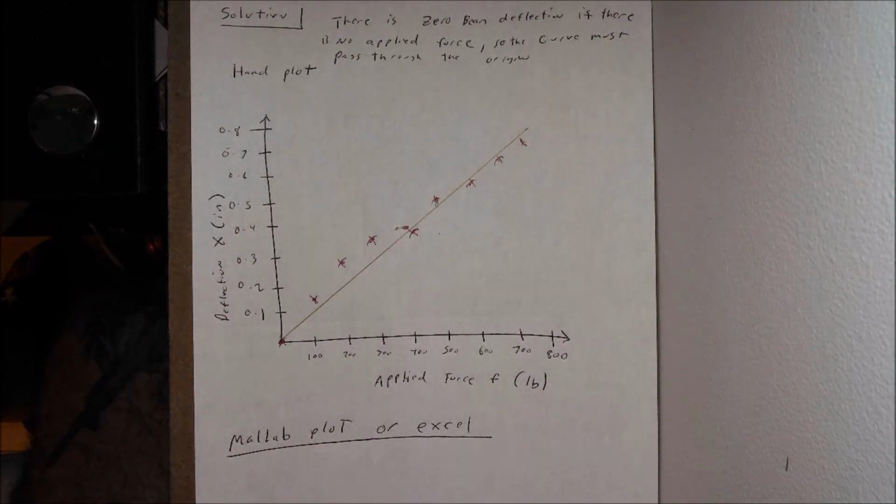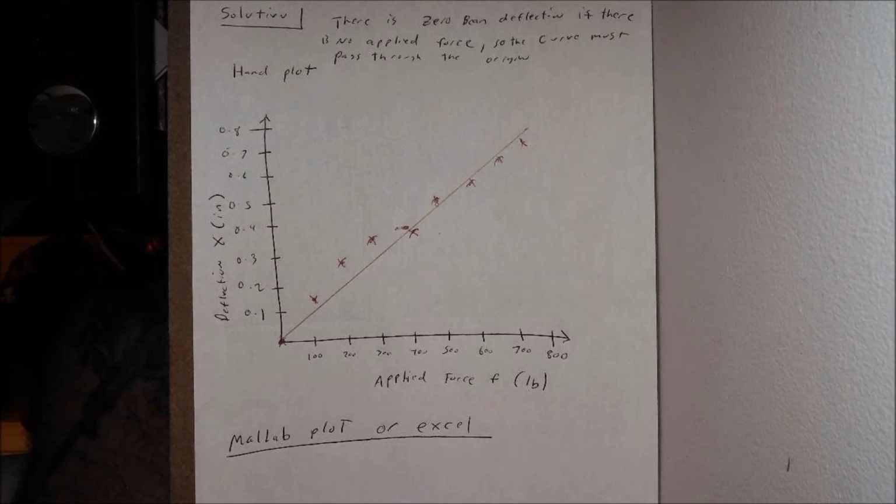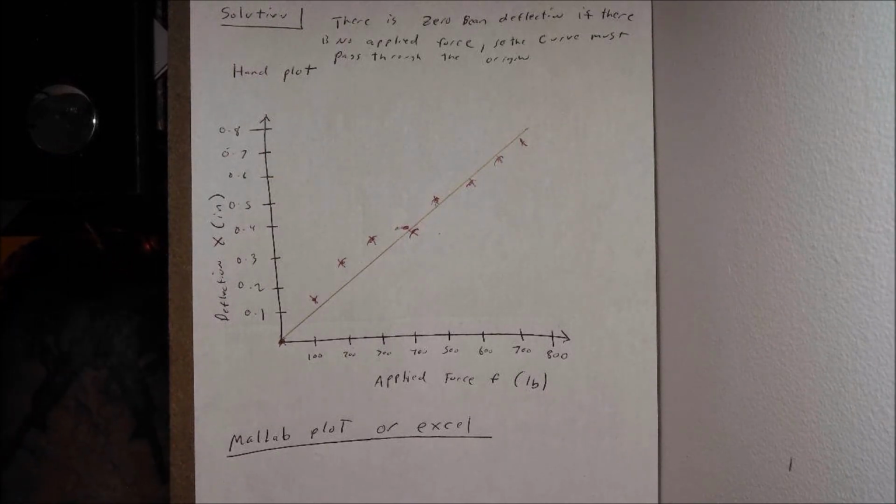So again, this is rather subjective due to the fact that this is all done by hand. A numerical plot is going to be a lot more accurate. If we're using something like MATLAB or Excel, that's going to be a lot more accurate for getting our straight line linear approximation, our slope of the line, or anything else that we may need from that. We can back the data out a lot easier and a lot more accurately.